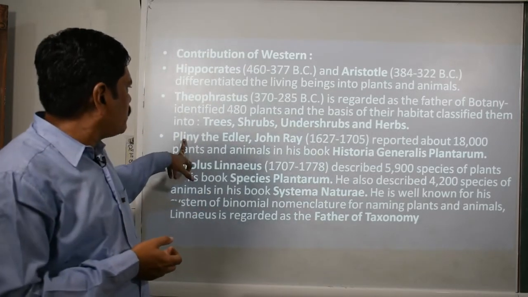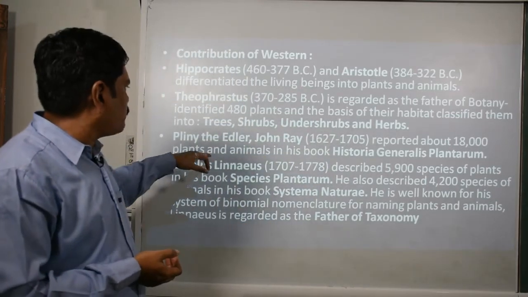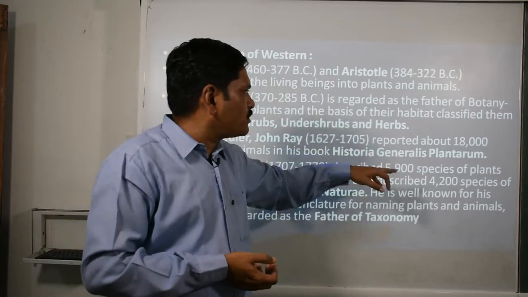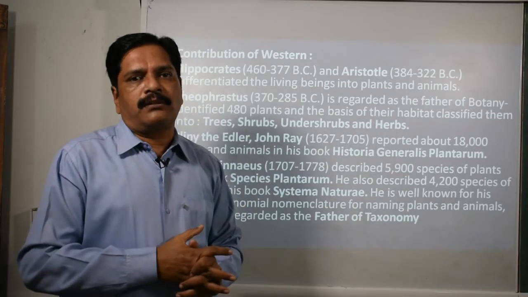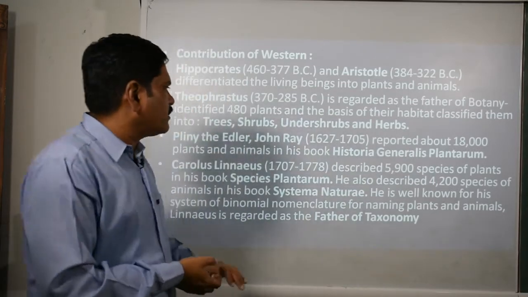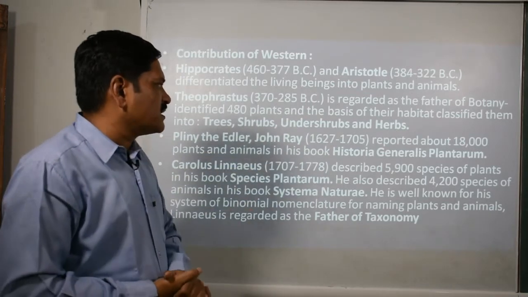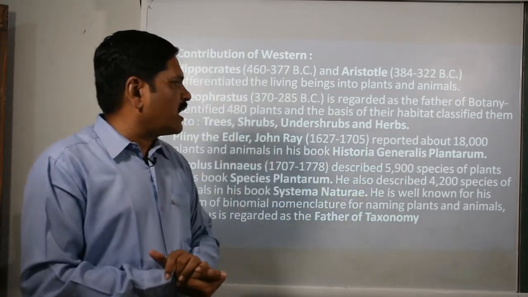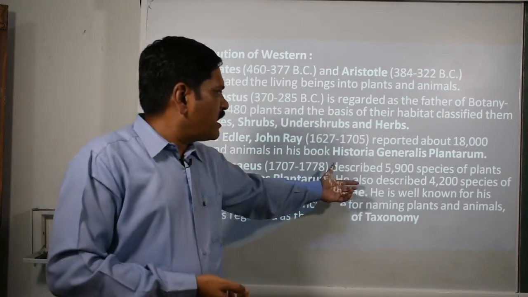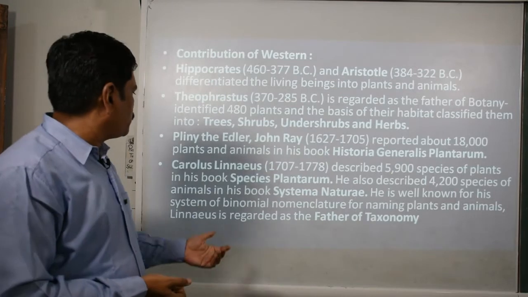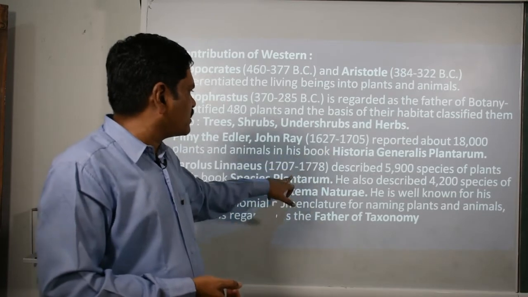Then we come to know Pliny, the Elder and John Ray. They reported about 18,000 plants and animals in his book, the Historia Generalis Plantarum. This is the first written document we can consider to explain the basic features of plants. Then Carolus Linnaeus described nearly 5,900 species of plants in his book Species Plantarum, and he also described nearly 4,200 species of animals in his book Systema Naturae. So remember the books written by him.